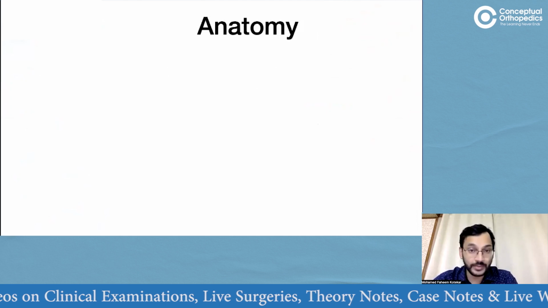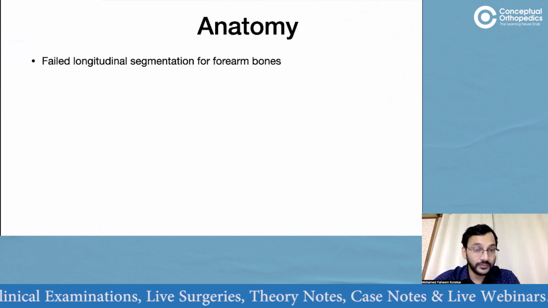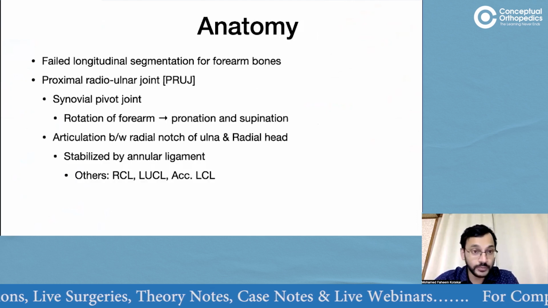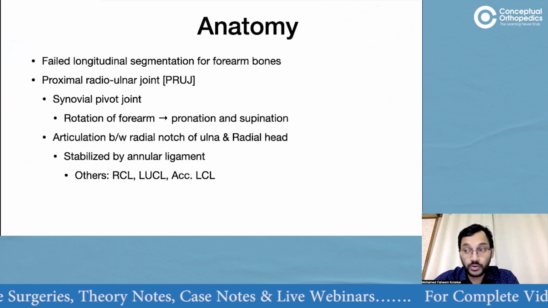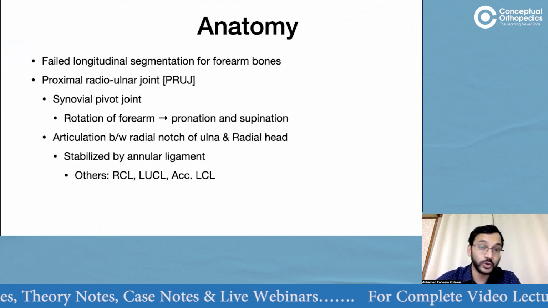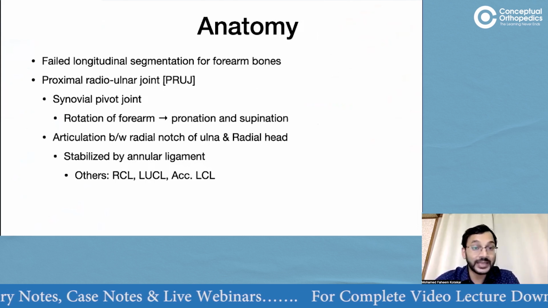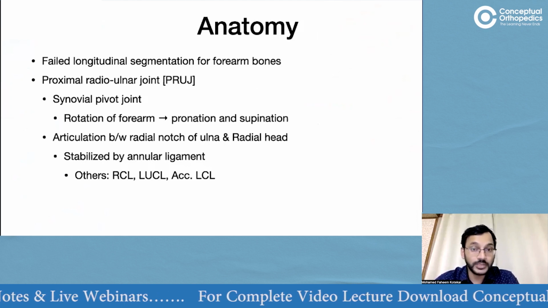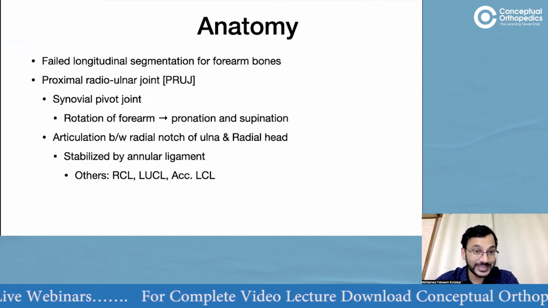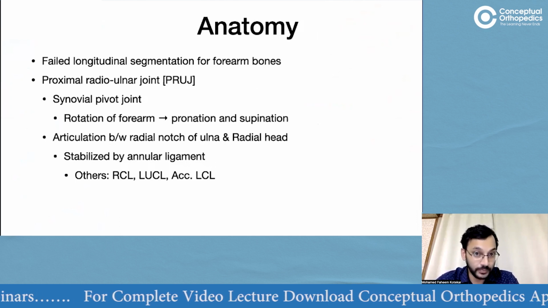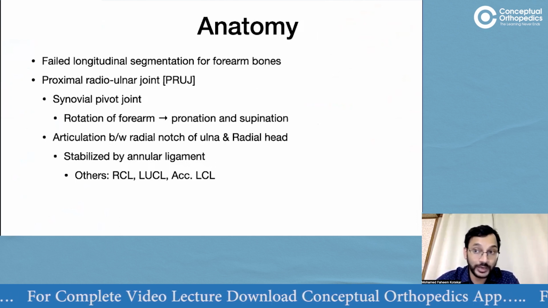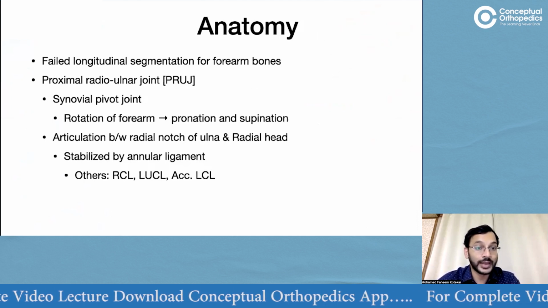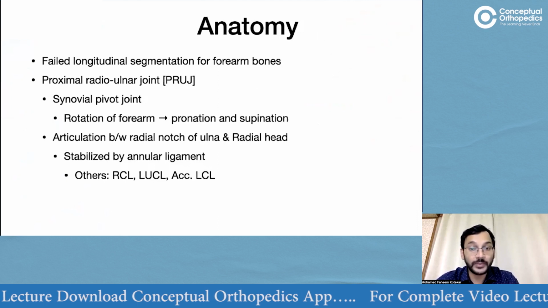Now coming to the anatomy, we already talked about the failure in the longitudinal segmentation of the forearm bones. We need to know where they do not separate. The most common area where they don't separate is the proximal radioulnar joint. The proximal radioulnar joint by itself is a synovial pivot joint. We are not talking about the elbow joint, not the humeroulnar joint. We're talking about the proximal radioulnar joint. This is a synovial pivot joint.